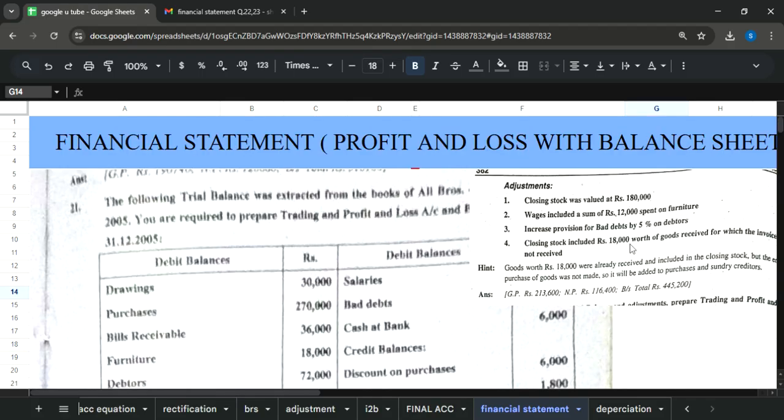Next is closing stock, which includes 18,000 worth of goods received for which invoices are not received. Invoices not received means we have not entered it, although it is added in closing stock. So obviously in an earlier period of time we had purchased them and invoices were not received, which means purchases were not entered. Since invoices are related to credit transactions, the goods were purchased from creditors, so the second step is to deal with creditors. We will add in purchase and we will add in creditors.